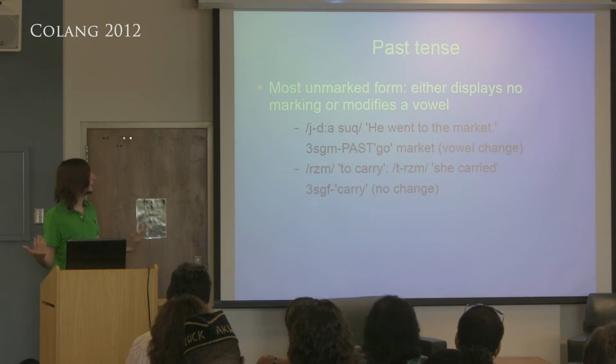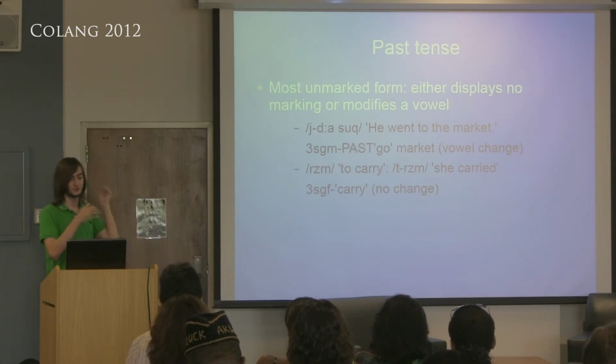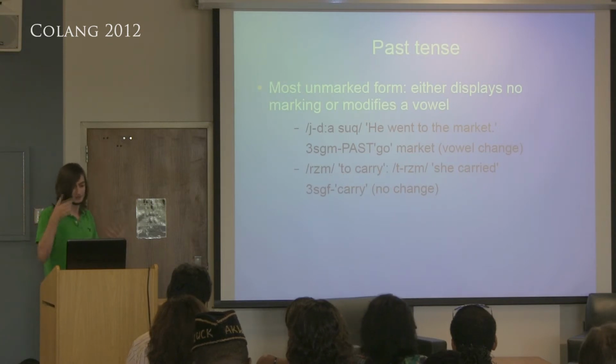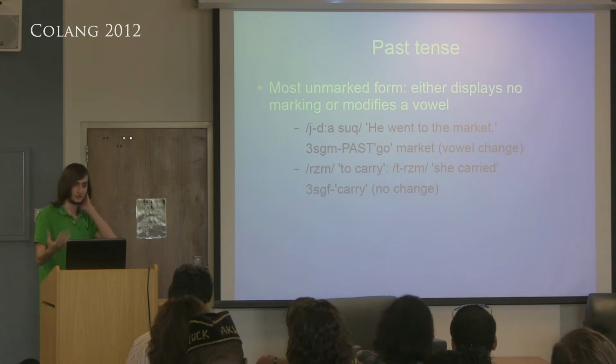And so now to tenses. Past tense, compared to the other forms, is relatively unmarked. The most common change for past tense appears to be a vowel change, like in he went to the market, it changes from du to da. But in the example for carry, uzum being the base form there, for she carried, tozum, so there doesn't appear to be a vowel change there.